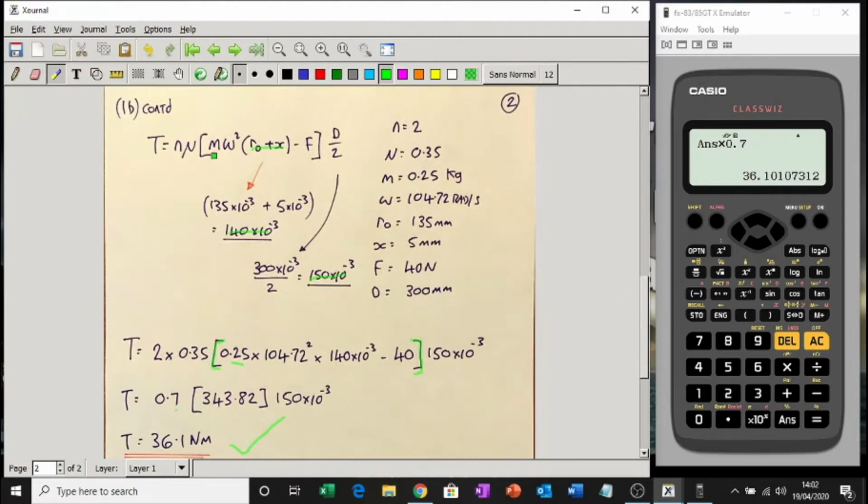Although this formula looks like a real pain, if you break it down like I've done, it's not too bad. As long as you make sure the brackets, this bit here, is done first, times by that, times by that.